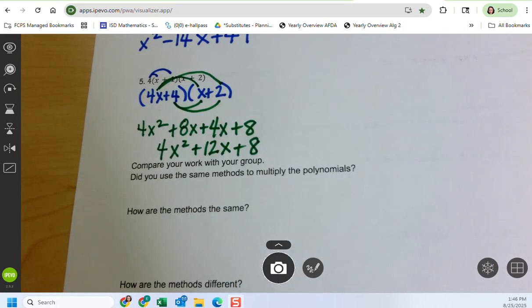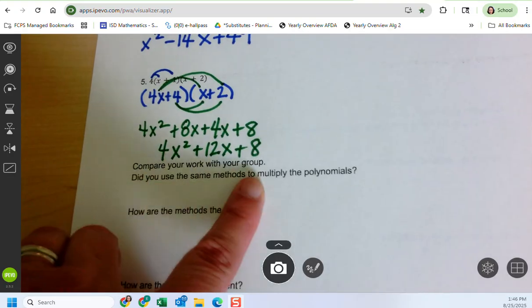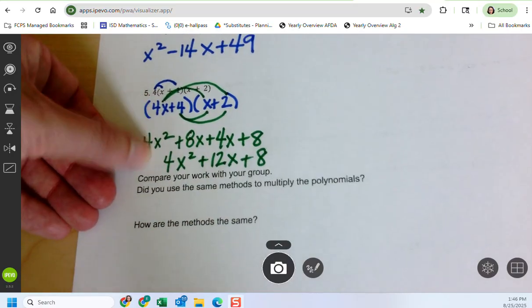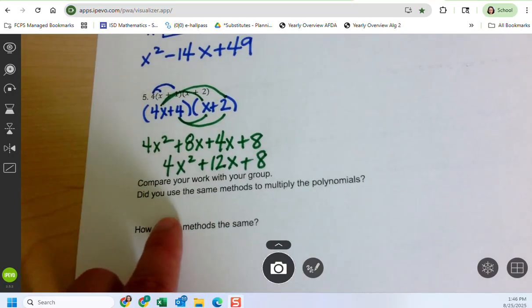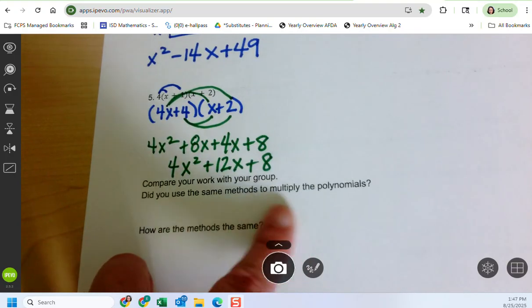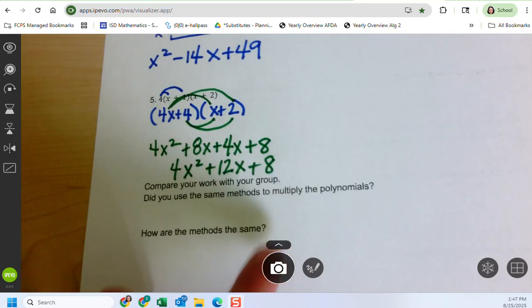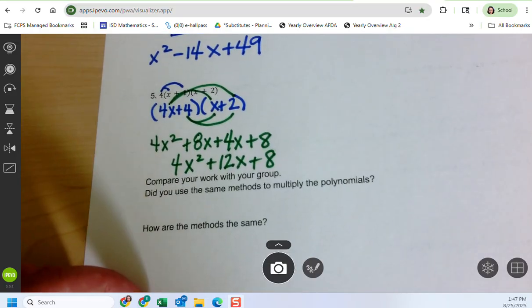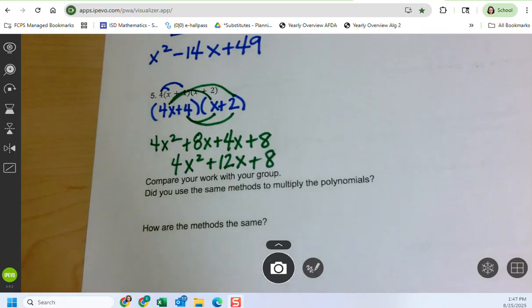All right. So I want you to take a minute to compare your work with your group. Some of you worked very closely with your group, so you definitely did use the same methods, but some of you may have used different methods, especially in this last problem where there's different ways. So I want you to write down, I use the same methods, or in number 2 or in number 5, we use different methods. What was the same about your methods and what was different about your methods? So take 1 minute to do that.